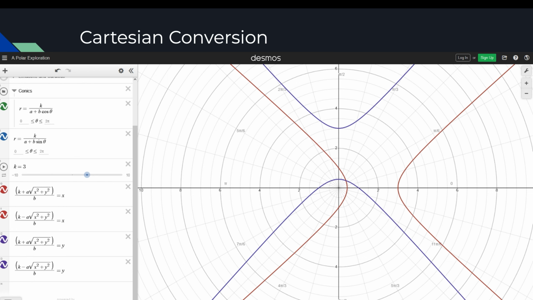Yeah, that's the conversion to Cartesian form. This equation works for all of the different values that you could possibly put in for b, a, and k. So there's absolutely nothing that you could put in for this where it wouldn't work.